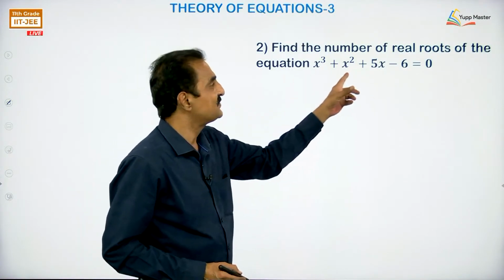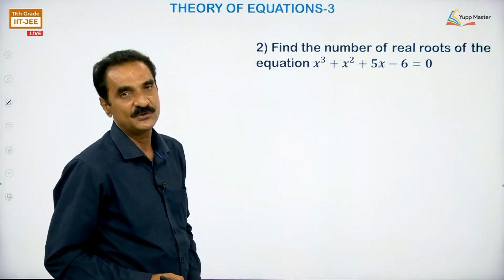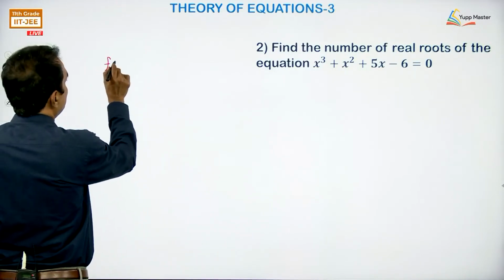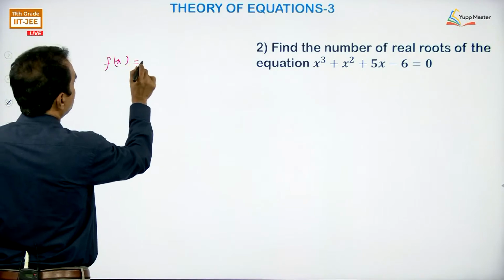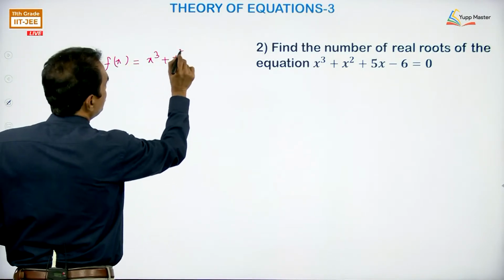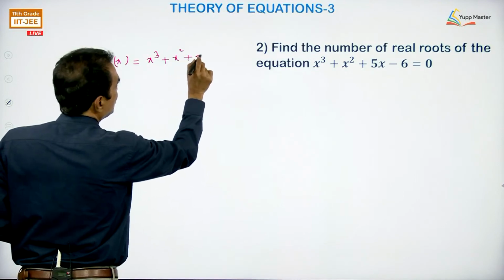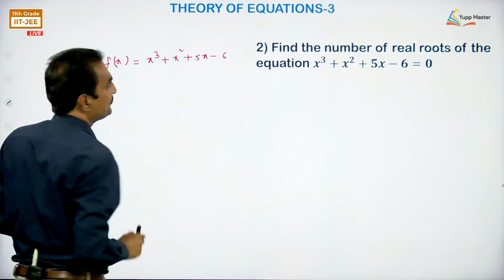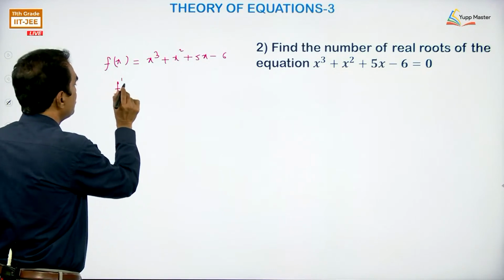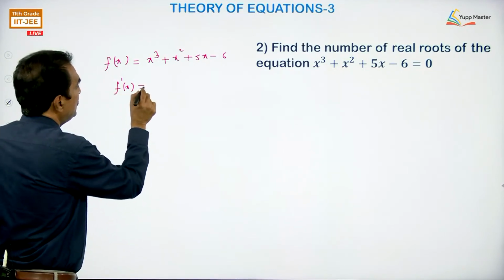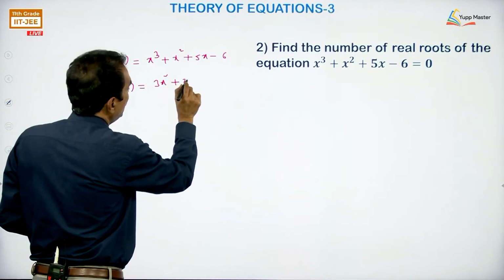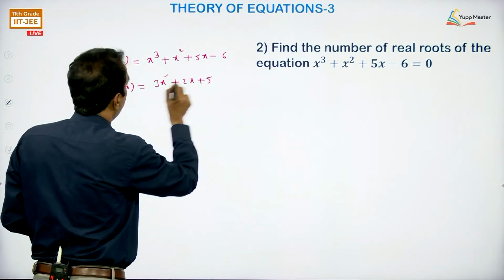x cube plus x square plus 5x minus 6 is equal to 0. So, same method. Let us take f of x is equal to x cube plus x square plus 5x minus 6. Find f dash x. f dash x is 3x square plus 2x plus 5.